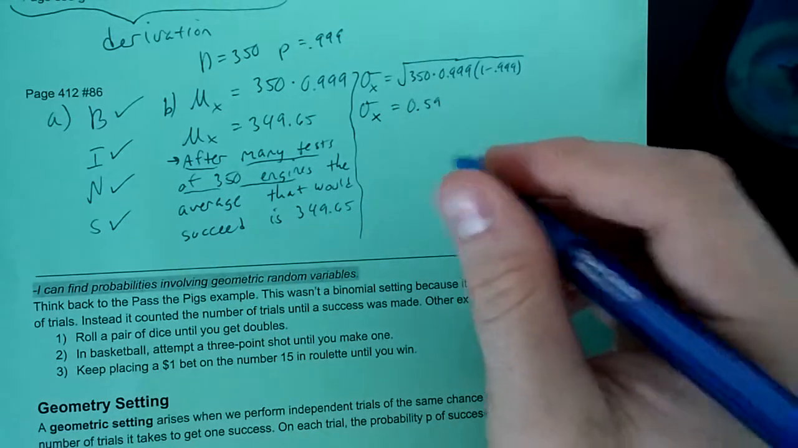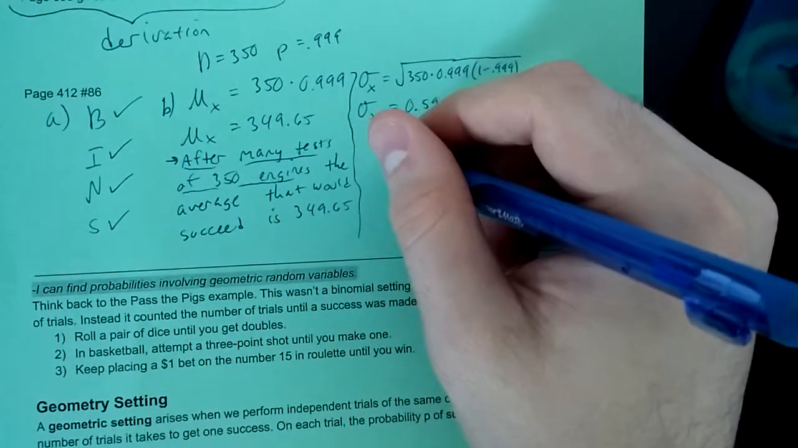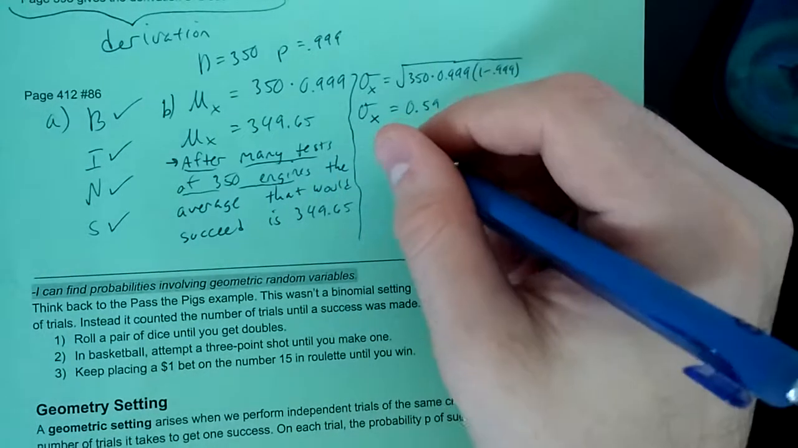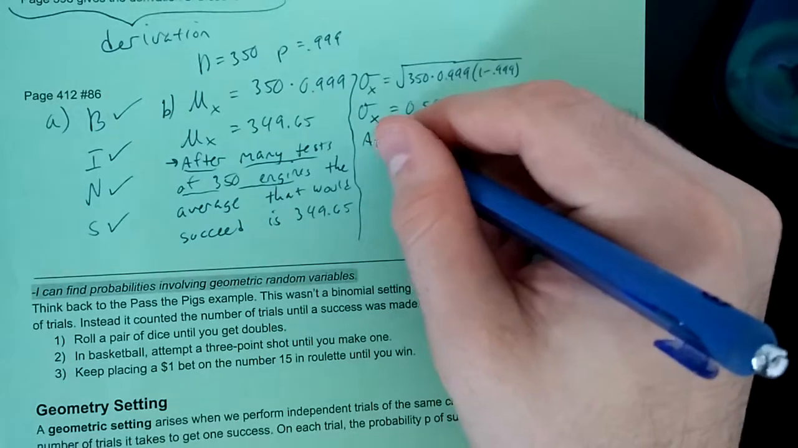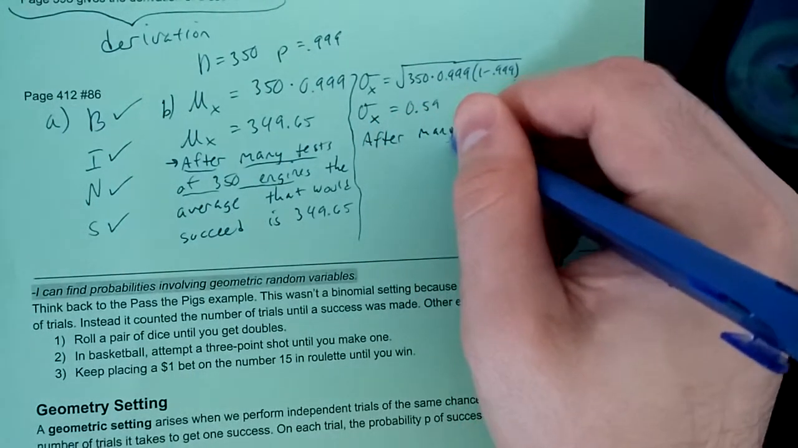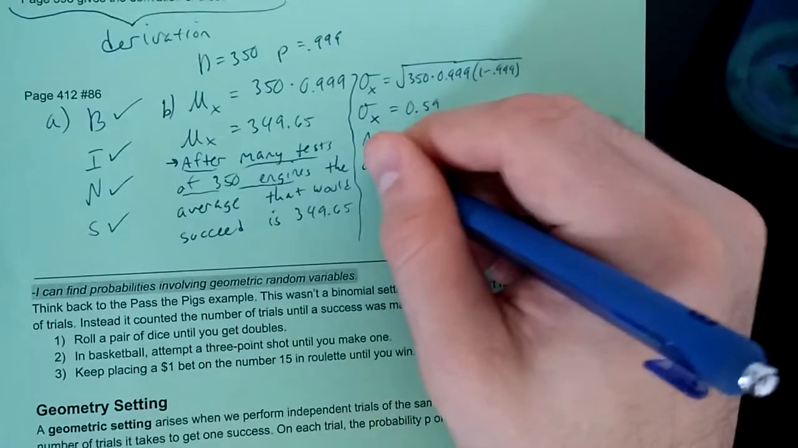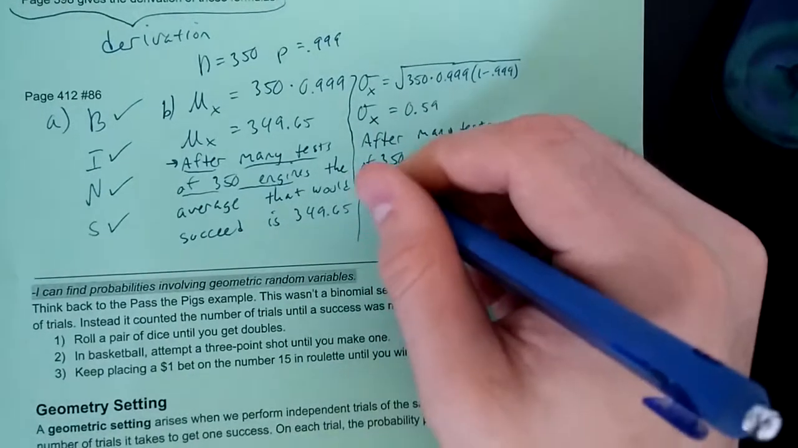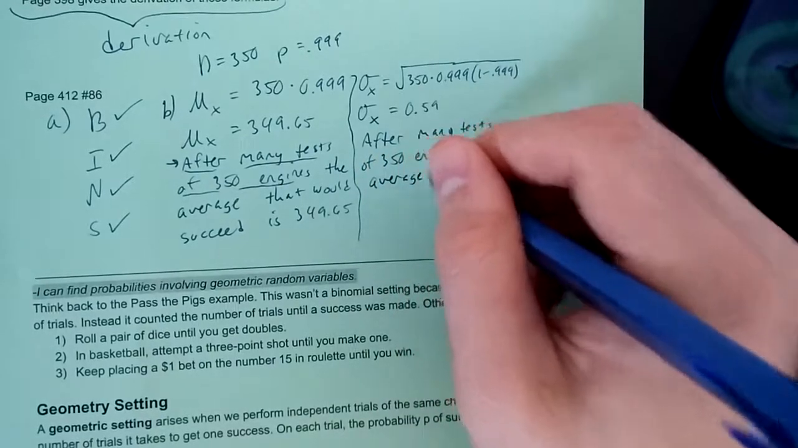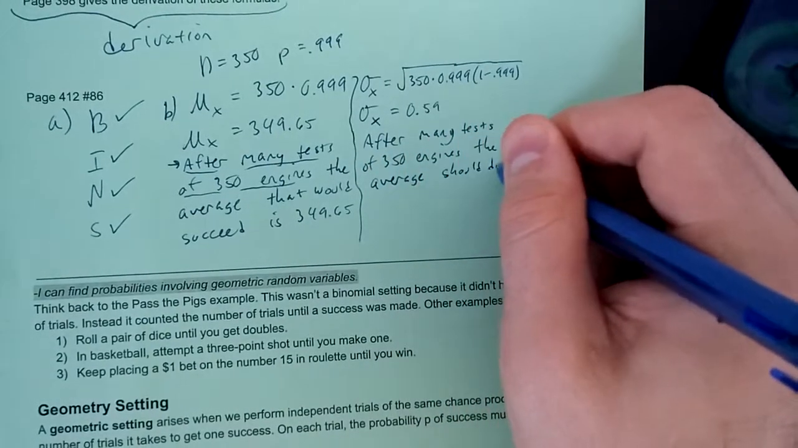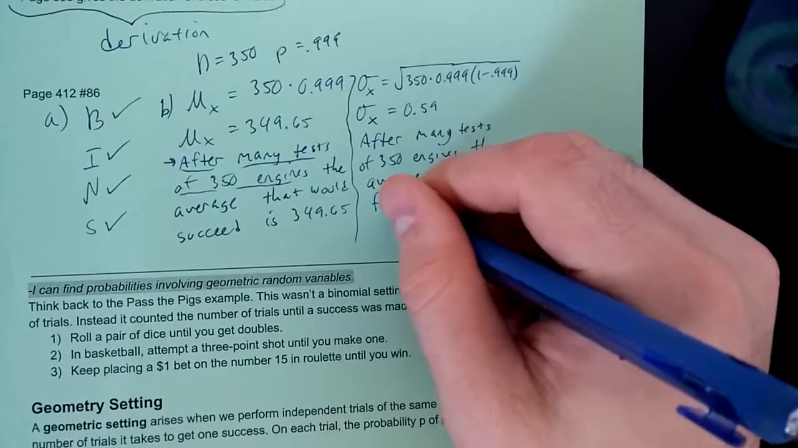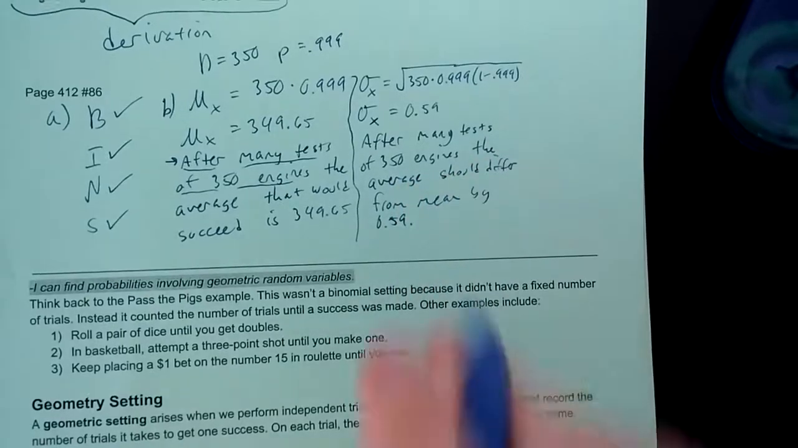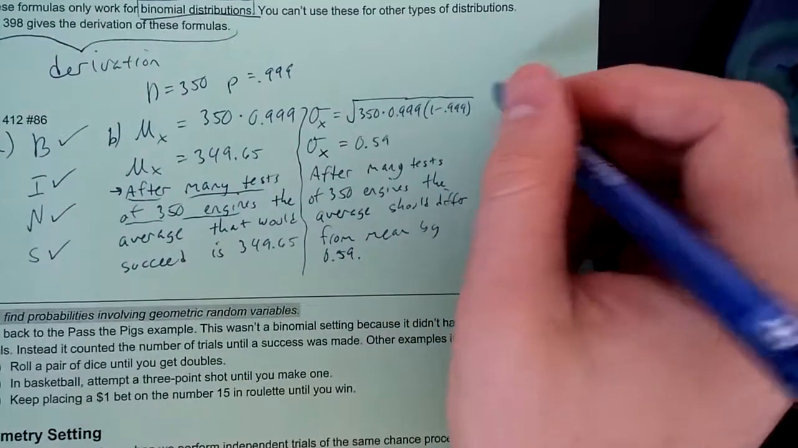So the interpretation of this is essentially the same sentence, except you're going to talk about how much it differs from the mean by. So steal this part. After many tests of 350 engines, the average should differ from the mean by 0.59. Something simple like that will work.